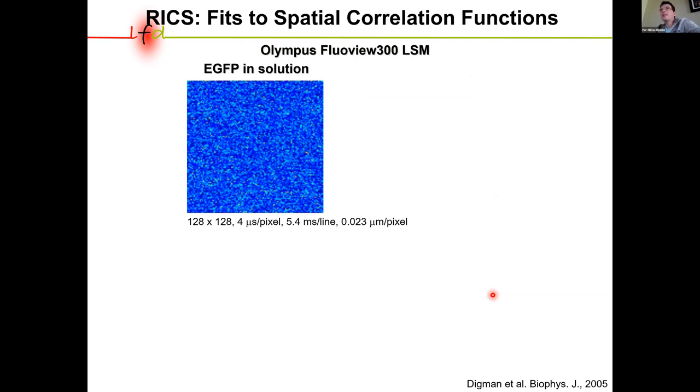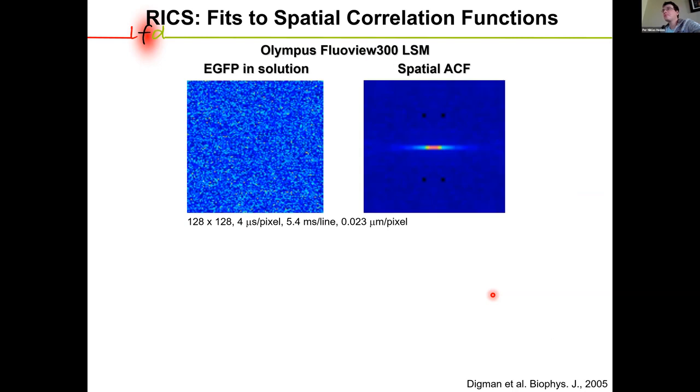Okay, let's look at some examples. This was a solution of eGFP. So you see a single image of that solution. The acquisition was set to 128 by 128 pixels, 4 microseconds per pixel, which in this case resulted in a line dwell time of 5.4 milliseconds. And the pixel size was set to 23 nanometers, which oversamples the point spread function.